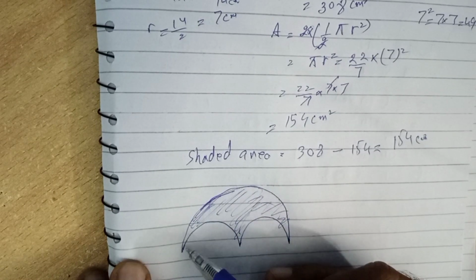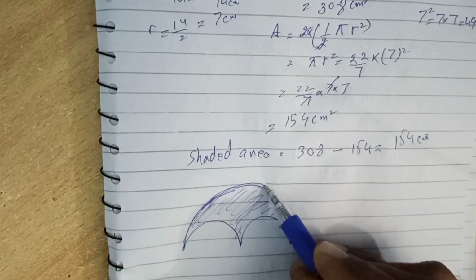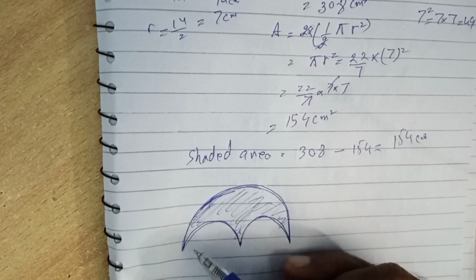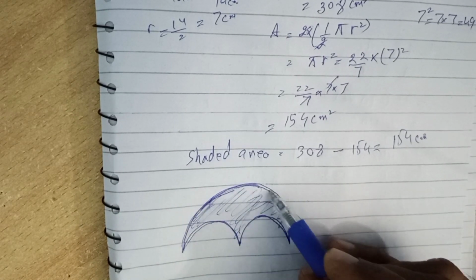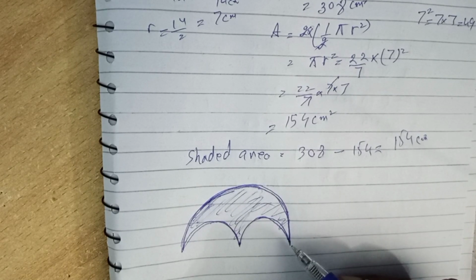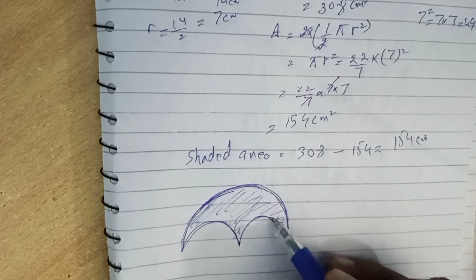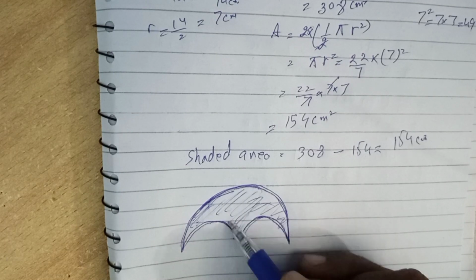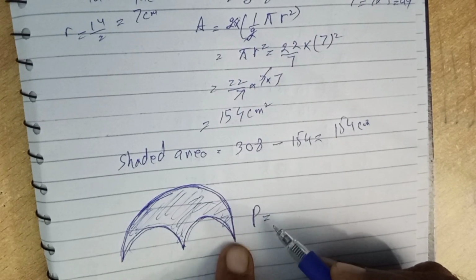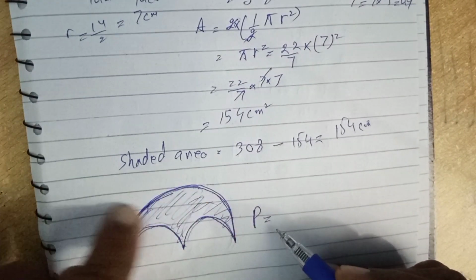So what is its perimeter over here? This is the perimeter: this length, this length, this length. It is the arc length of the semicircle. Or you can say it is the circumference of this semicircle plus the circumference of this semicircle plus the circumference of this semicircle.